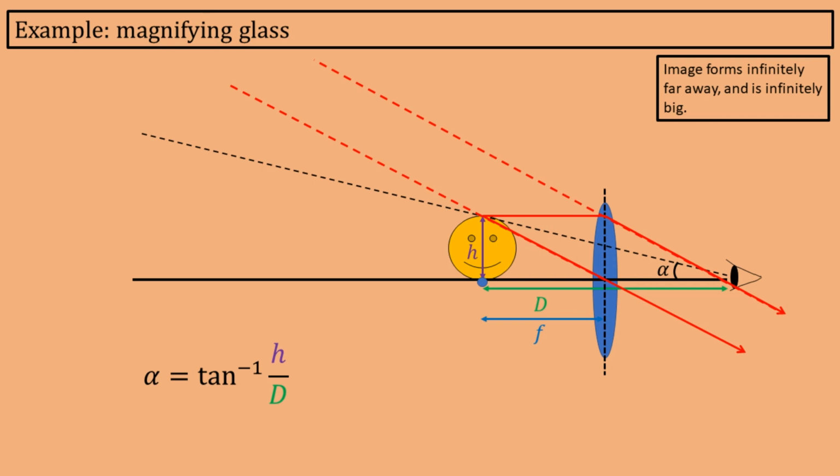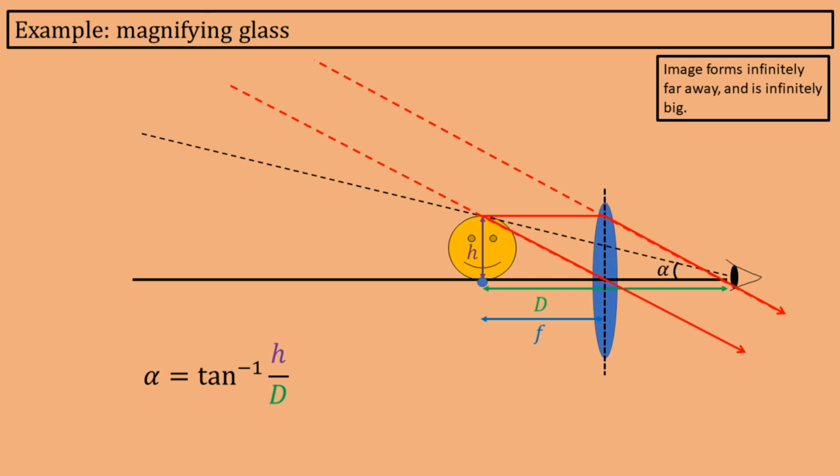Since the image lies at infinity, and the image is infinitely large, we cannot calculate its angular size by comparing the image height to the image distance. The fact that the image is infinitely large also illustrates why it doesn't make much sense to use the linear magnification to quantify the magnification of the magnifying glass.